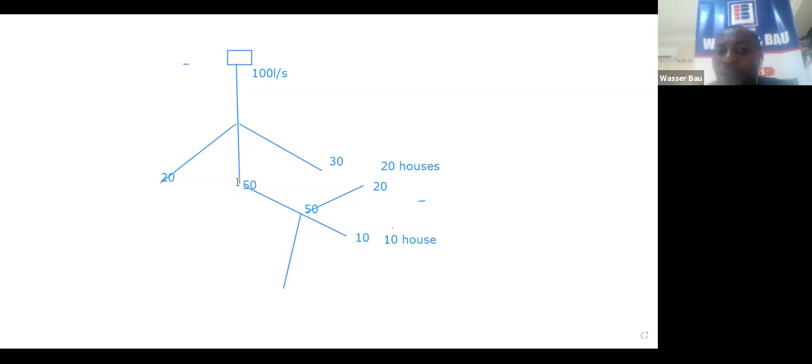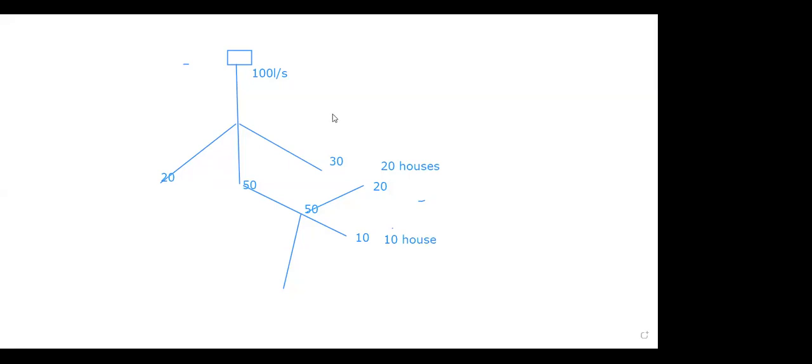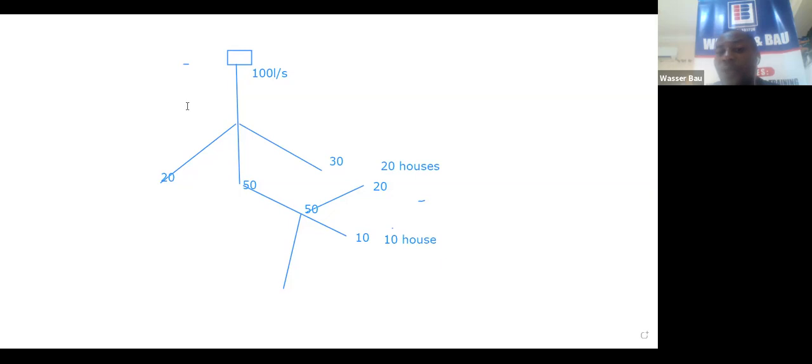So you can see that between here and here, you still have 50 here, you still have 50 here. Why? Because there is no other branch here. There is no other house connection, or there's no other distribution that is taking the water. So I want us to understand this. So with this, you find out that as this pipe is coming down, it will be reducing in sizes based on the base demand at every node.